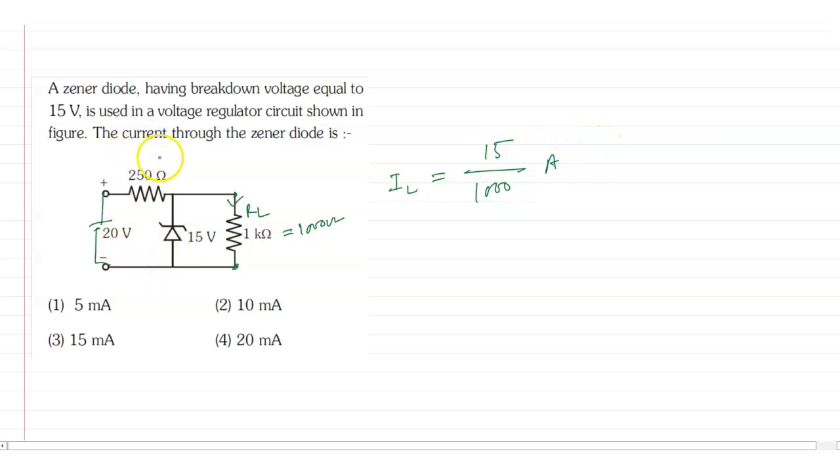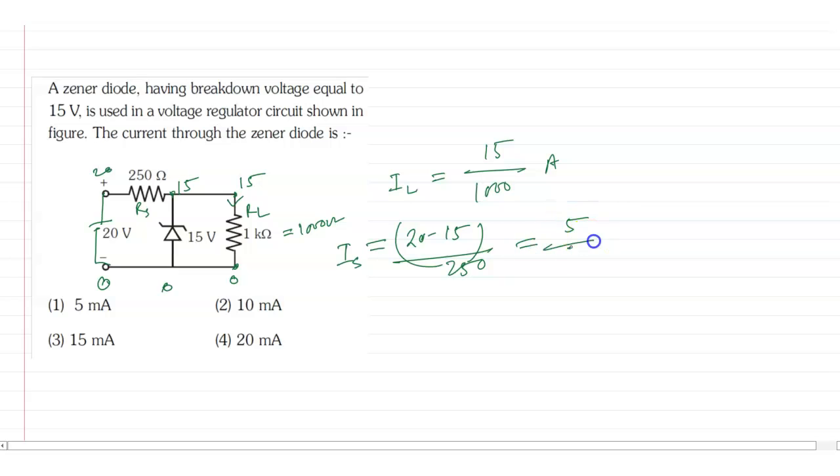Now I have to calculate the current through the 250 ohm. Suppose this point is 0 volt, this point has voltage 15, and this point has voltage 20. So the voltage difference across the 250 ohm is 20 minus 15 volt. The current through this, suppose this is the series resistance RS, IS will be (20 minus 15) by 250 ohm, that is 5 by 250 ampere. So we can say 20 by 1000 ampere, multiplying the numerator and denominator by 4.